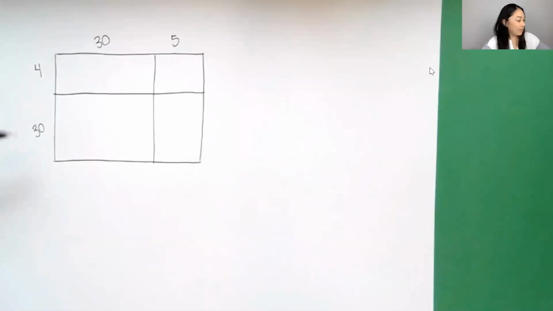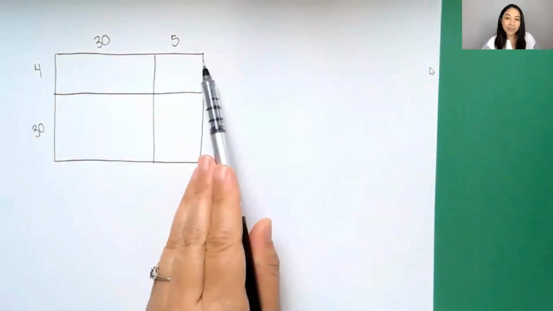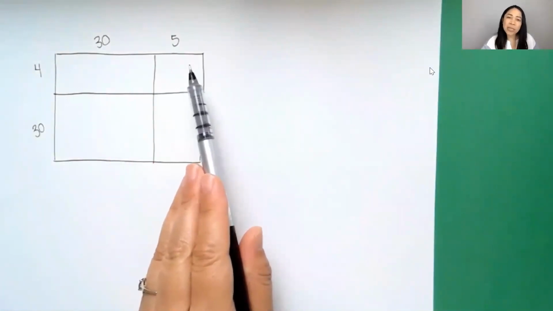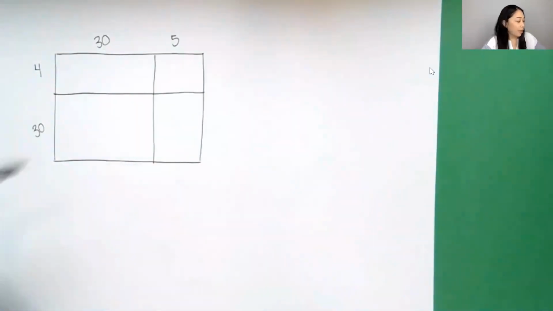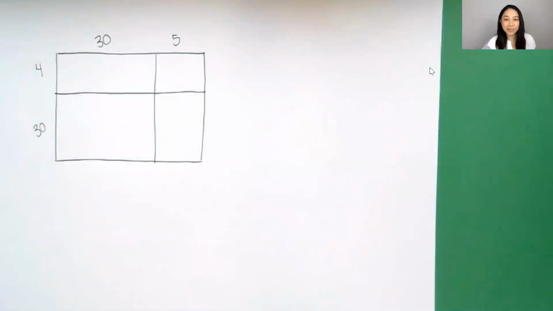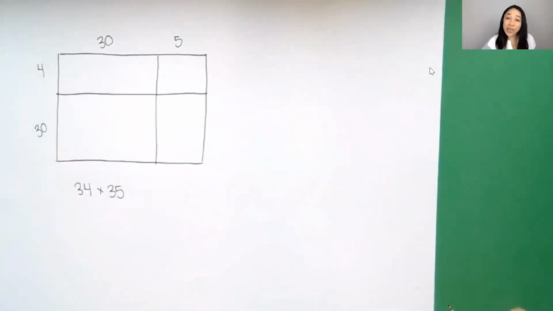What is the length of this entire side? 34. And the length of this side? 35. Let's use the area model. What expression can we write that will determine the area of this rectangle? 34 times 35. We can use the area model to help us represent 2-digit times 2-digit multiplication.